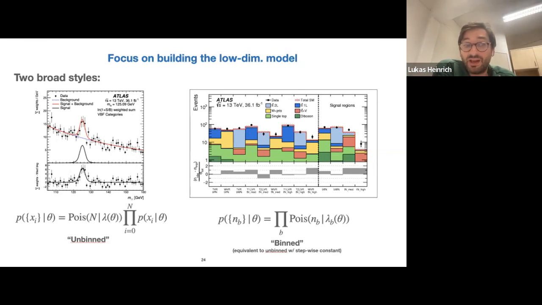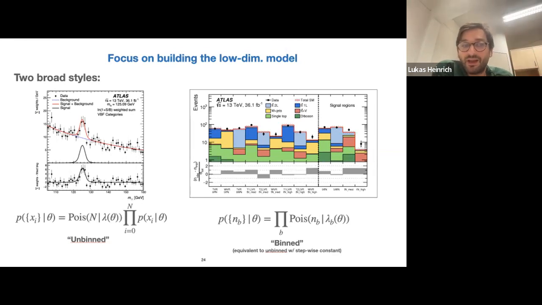But because we have many events, these 40 million events per second, we can also combine these events into something like a histogram, bin and collect very similar events, and just do a counting experiment. This is what we call a binned model. And this is more or less equivalent to an unbinned analysis where the density in this low dimensional space is stepwise.